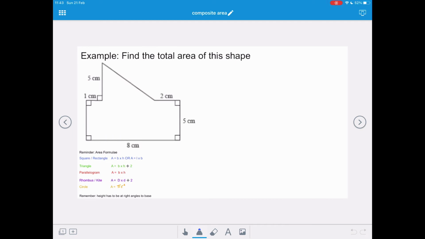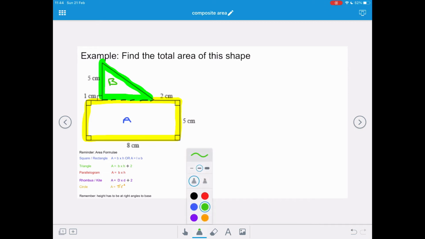Now, in our next example, we actually haven't got this shape split up. We're going to have to do that for ourselves. But you can see that it's obvious we've got a triangle attached to the top of this rectangle. So we'll call the rectangle A, and you can see if we highlight that, we've got a base of 8 and a height of 5. And then we've got a triangle at the top, and the height is 5, and we're going to need to work out what the base is when we need to work out the area of that shape.